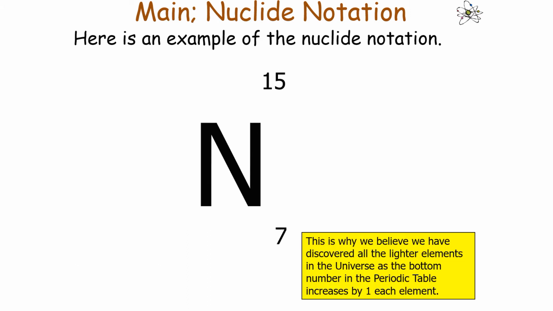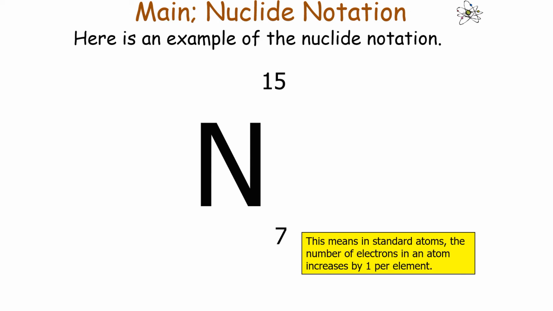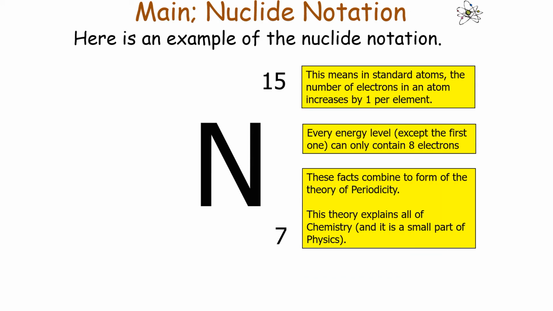Now this is why we believe we've discovered all of the lighter elements in the universe, as the bottom number in the periodic table increases by 1 for each element. This means in standard atoms the number of electrons in an atom increases by 1 per element, so that each energy level except the first one can only contain 8 electrons. Those facts all combine to form the theory of periodicity, which explains all of chemistry and a small part of physics.